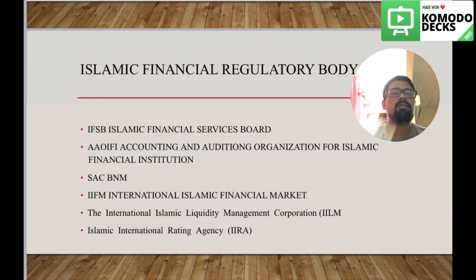We move to the Islamic financial regulatory body. There is Islamic Financial Services Board, accounting and auditing organization for Islamic financial institution, Sharia Advisory Council of Bank Negara Malaysia, International Islamic Financial Market, the International Islamic Liquidity Management Corporation, and Islamic International Rating Agency. For example, we can look at Islamic Financial Services Board was established in Malaysia 2002. It was developed in connection with the International Monetary Fund and Basel Committee on Banking Supervision.